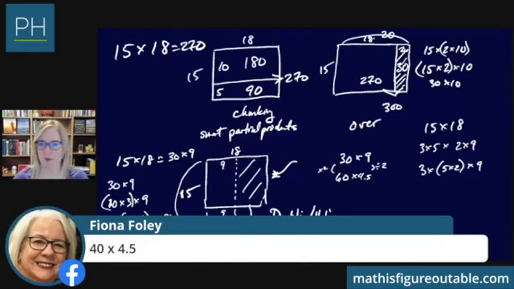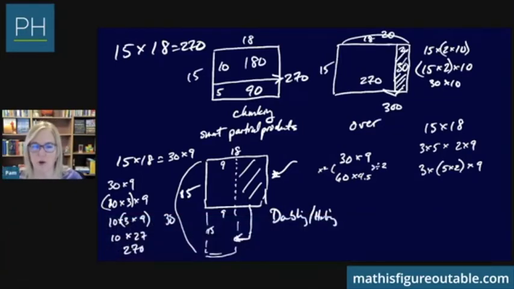Let me get off of Fiona's strategy. Okay, there we go. Why would Steve do that? Why would he think about 3 times 5 times 2 times 9 and then pull that 5 and that 2 together?